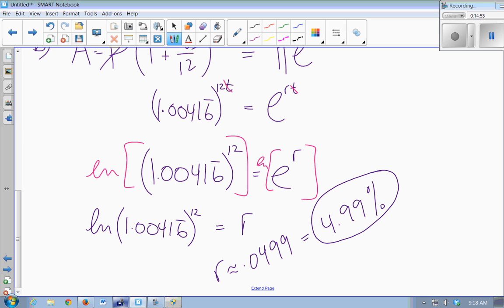So if a bank compounds continuously, they can offer a slightly lower nominal rate of 4.99%, versus the bank that compounds monthly offering a nominal rate of 5%, when effectively those two accounts are the same. They'll make you the same amount of money.